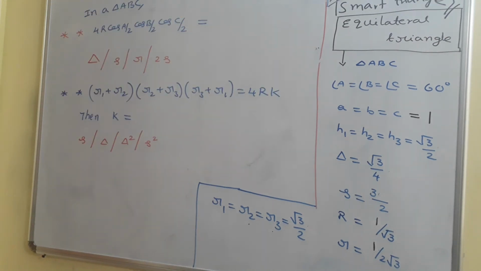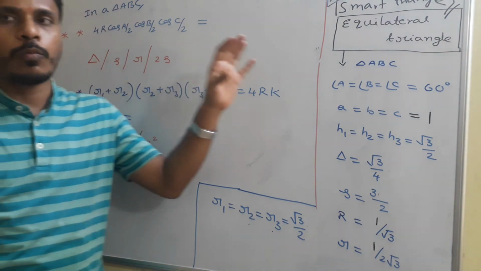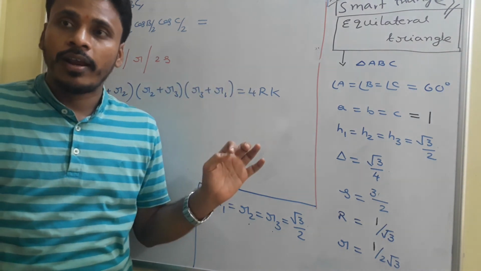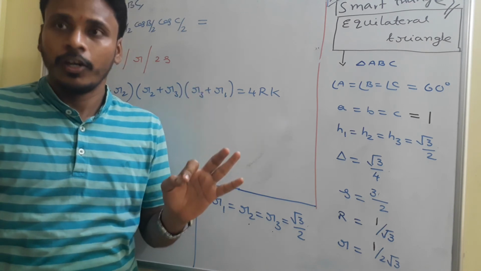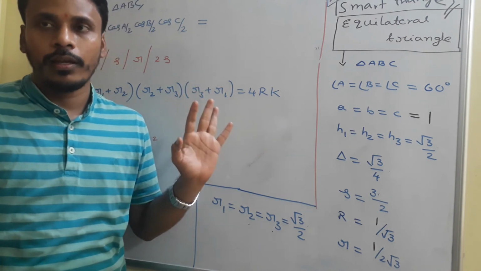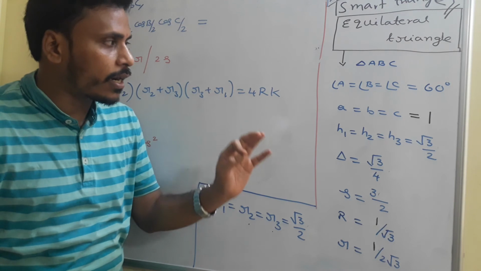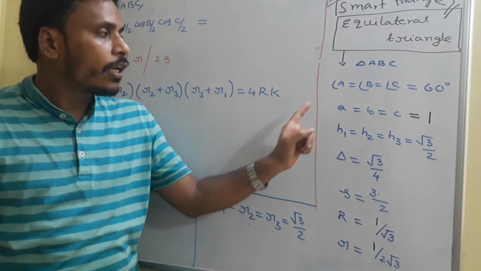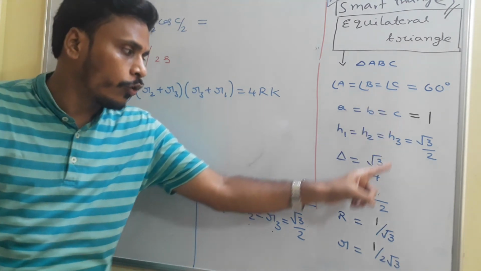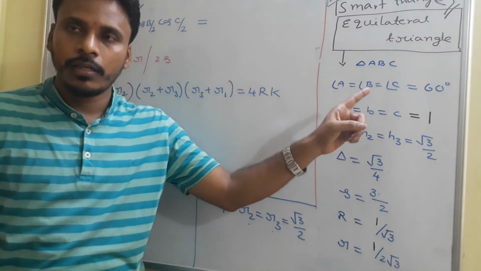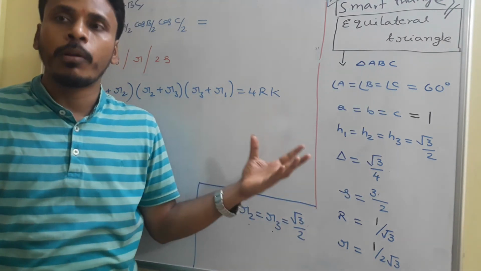So another two problems. Again we need to solve these two problems using our smart triangle trick. Smart triangle is just a trick to solve the objective problems. Smart triangle is an equilateral triangle of side length 1 unit. If the equilateral triangle is of side length 1 unit and all the other measurements are like this, we use all these things to solve the problems in an easy way.